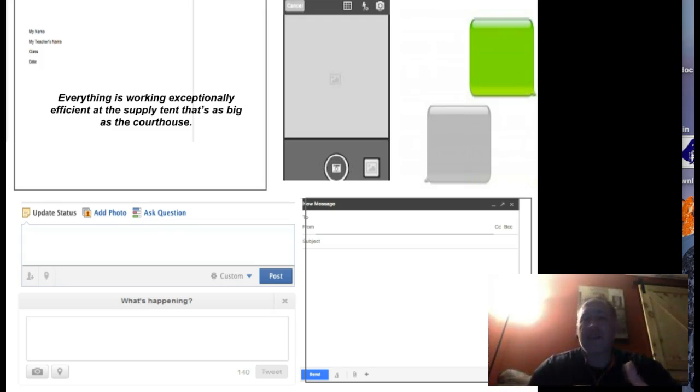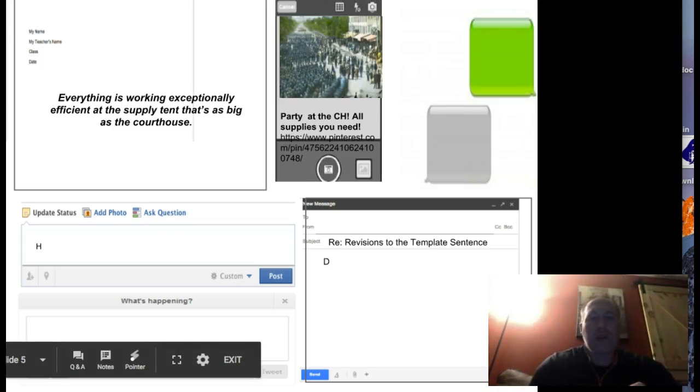So Google Docs is the easiest one to start with. We take that mentor sentence, we plop it right there into that Google Doc. As you can see, it reads, "Everything is working exceptionally efficient at the supply tent that's as big as the courthouse." You should have conversations with your students about what kind of adverbs or adjectives are in here. We're going to stick specifically with just one adverb, one adjective. Obviously, the adverb in this is exceptionally, and that's easy to pick out for students. And the adjective is big, and so we leave this sentence the way it is because it's a formal space, it's a formal sentence, and then we start talking about these different spaces.